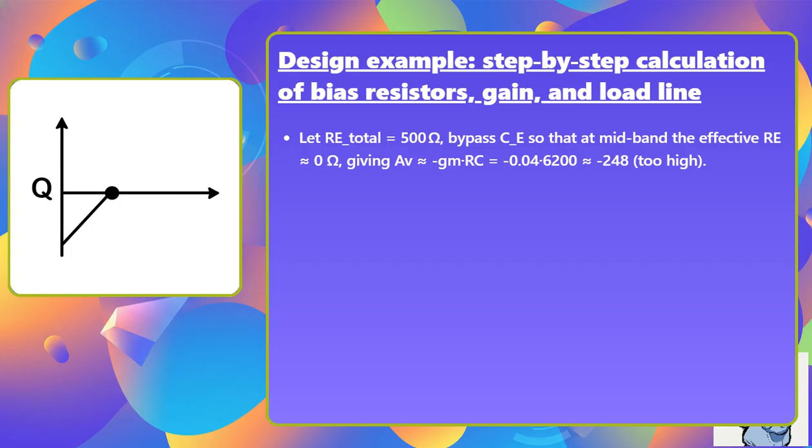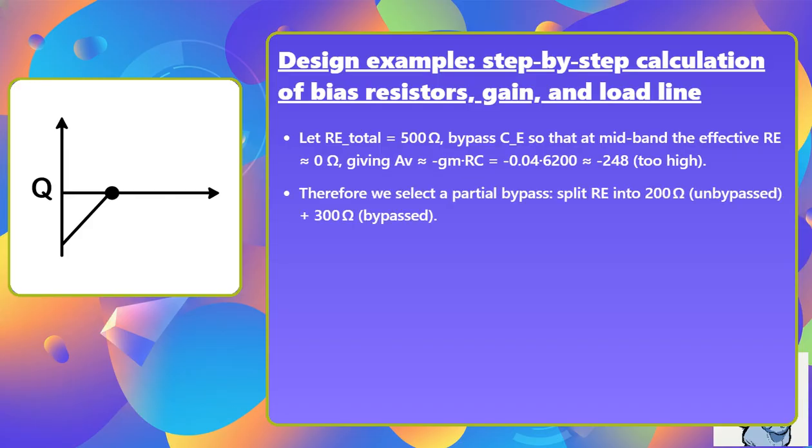Bypass Ce so that at mid-band the effective Re is approximately 0 ohms, giving Av ≈ -gm × Rc = -0.04 × 6,200 ≈ -248, which is too high. Therefore, we select a partial bypass: split Re into 200 ohms unbypassed and 300 ohms bypassed.